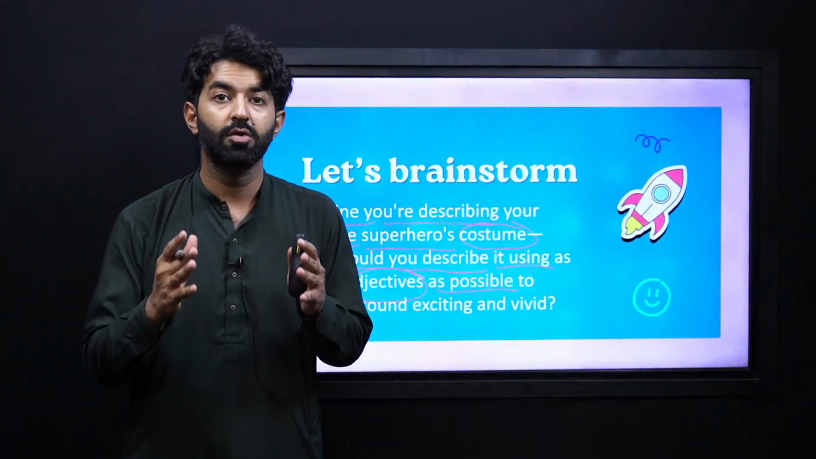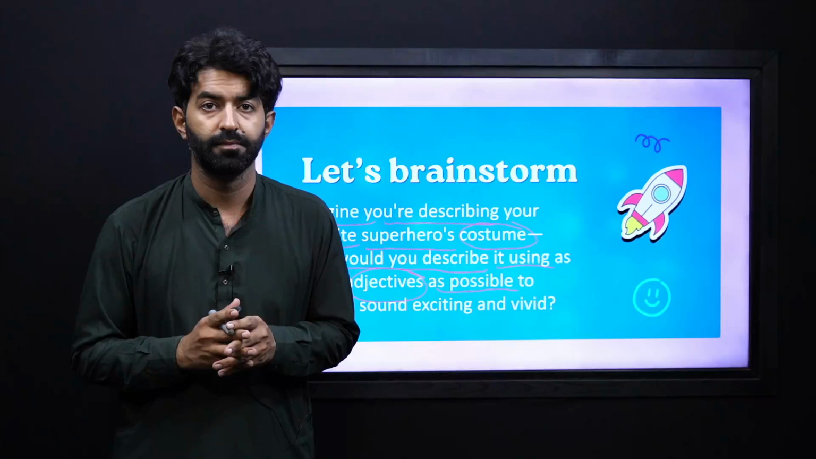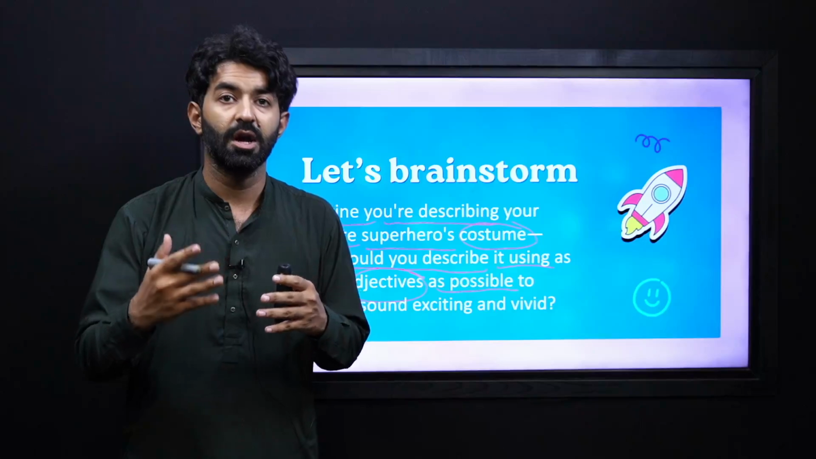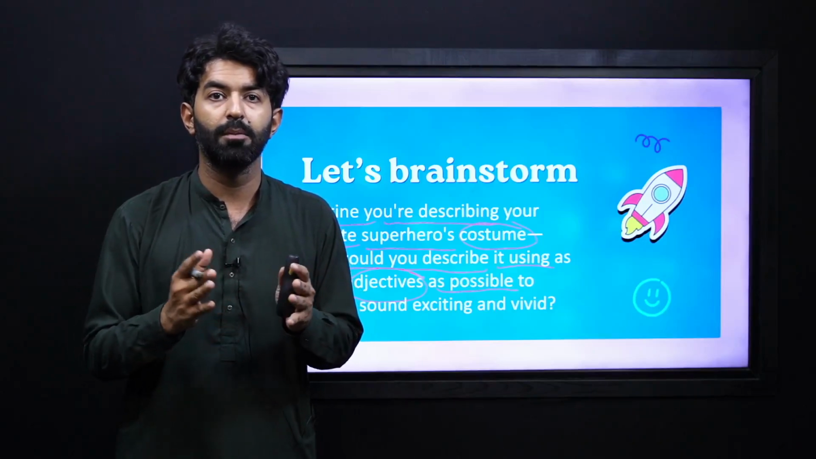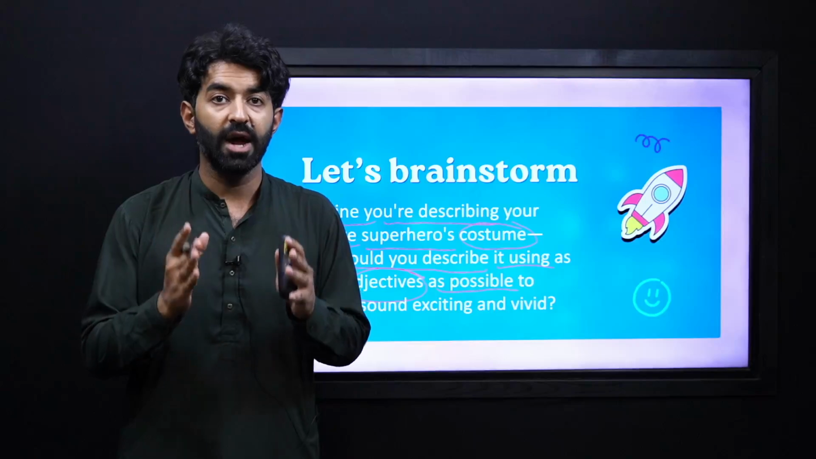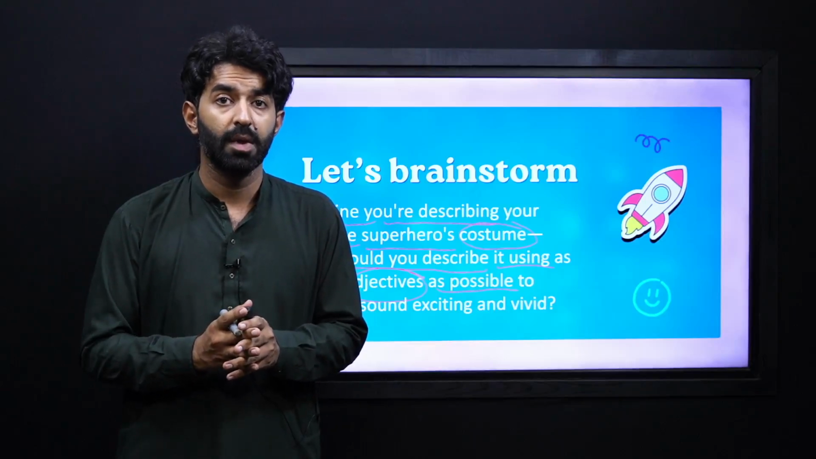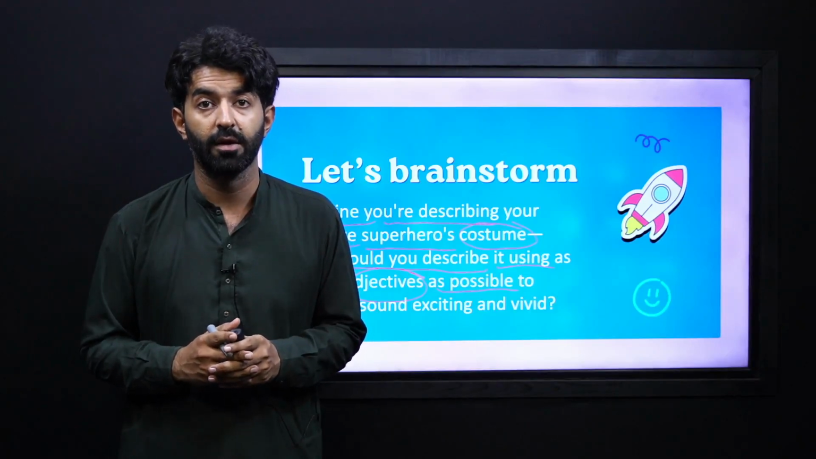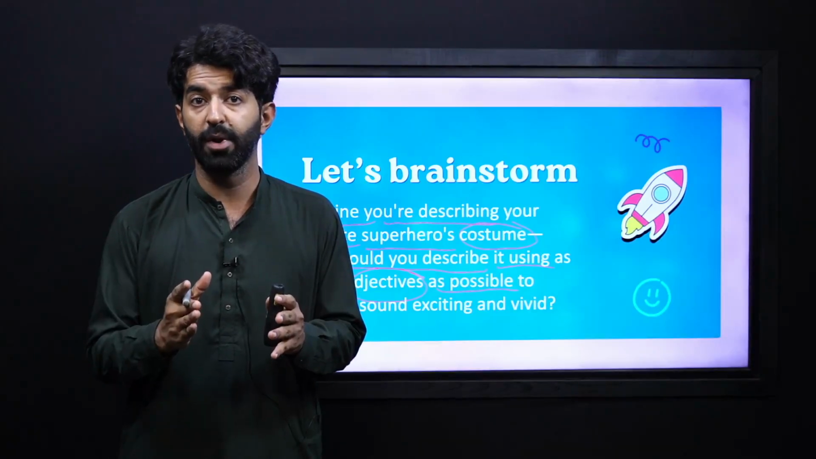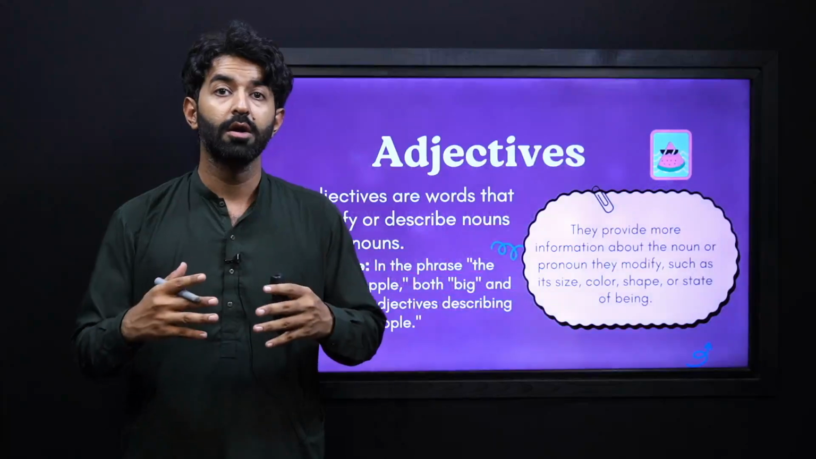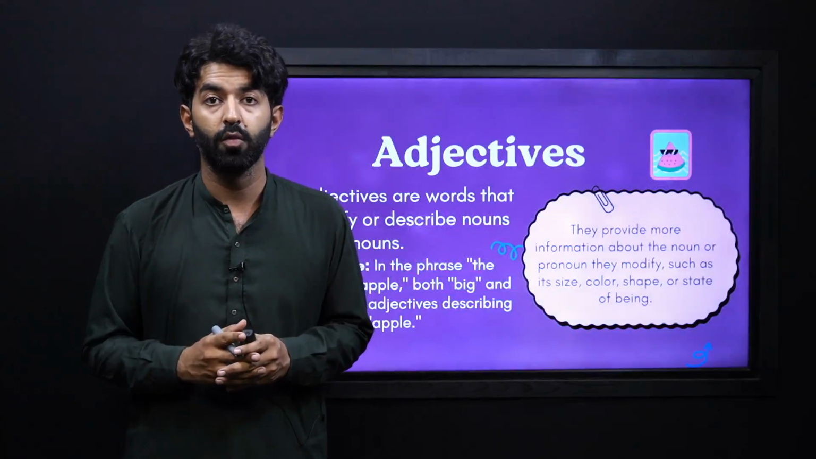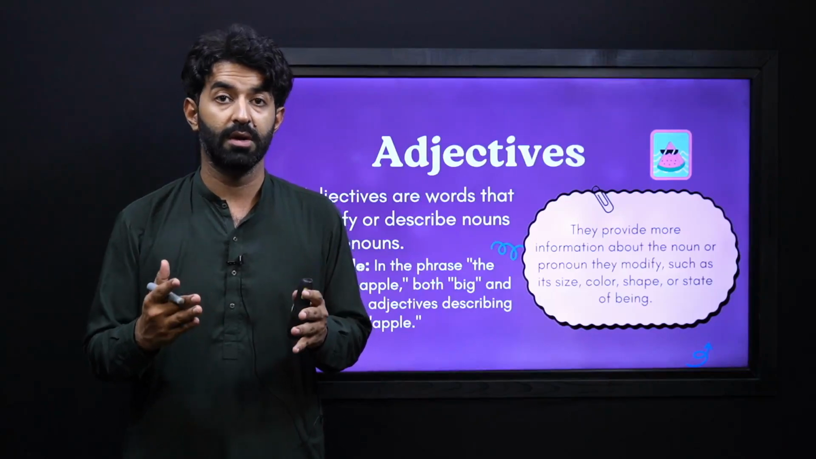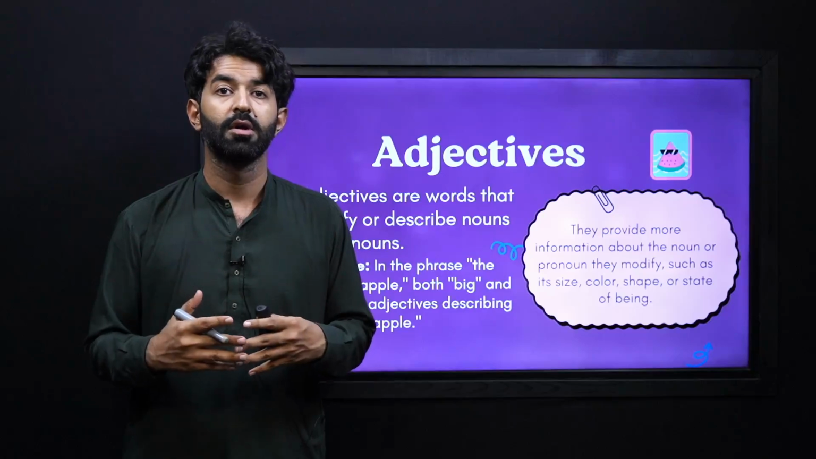Now we need to deal with a lot of adjectives. In order to describe something, you need to describe its color, shape, its quality, numbers, and everything. So describe your favorite superhero's costume and work with as many adjectives as you can. Pause the video, do this quick brainstorming activity, and now we can move on to our topic, which is about adjectives. And now let's revise what an adjective is, just to give you a revision.